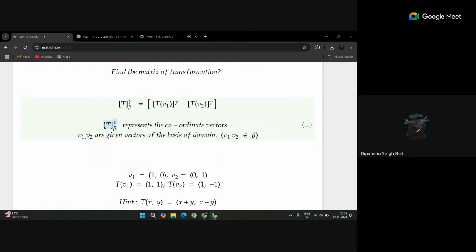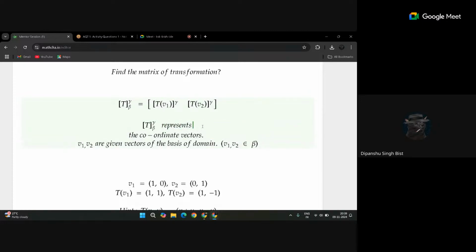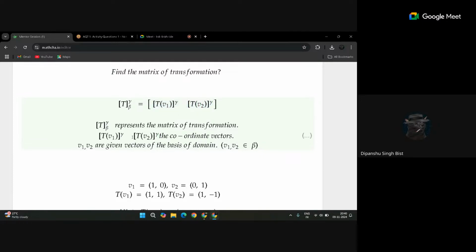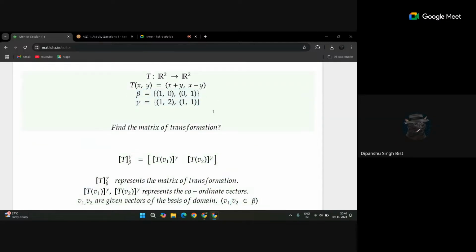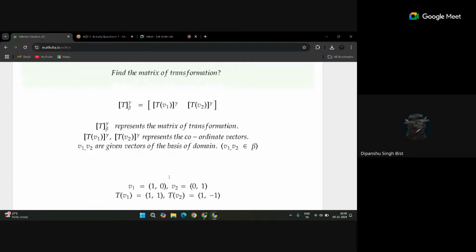No, it does not represent your coordinate vector. It represents the matrix of transformation, whereas these things represent the coordinate vectors. So v1, v2 are the vectors of the basis of the domain. So v1, v2 will be from the basis of your domain.